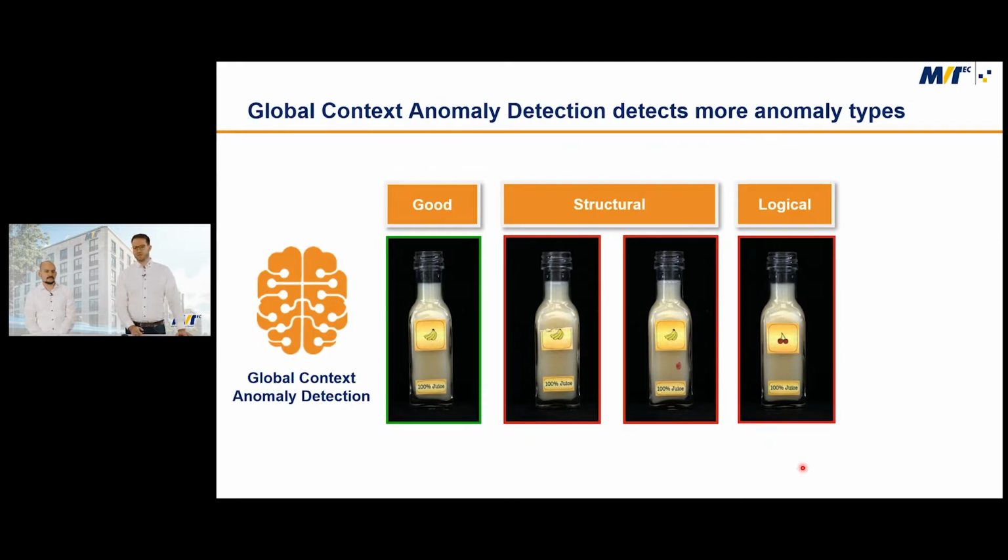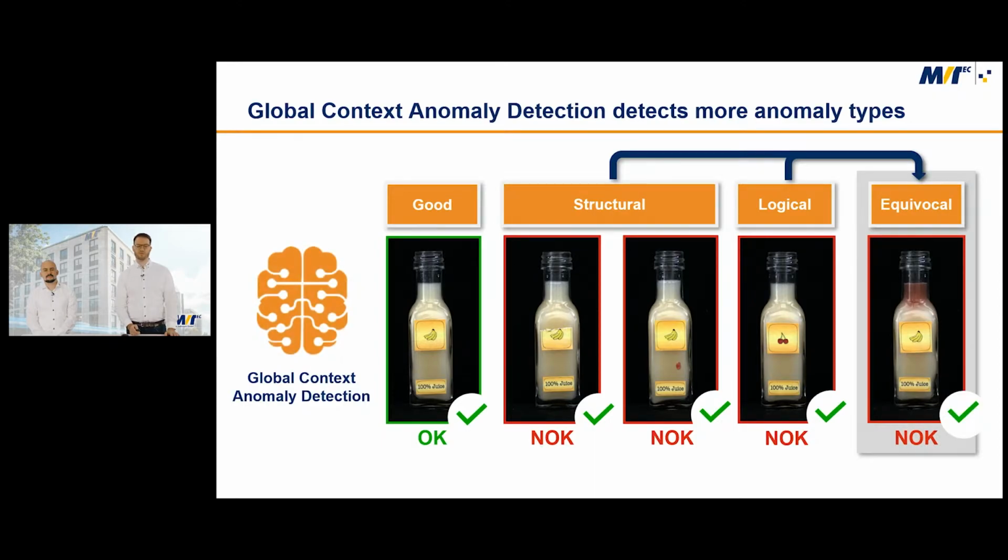Now let's have a look at this with our current new Global Context Anomaly Detection. The good images will of course be dubbed as OK. Structural works here as well. Not OK, not OK. And now logical works as well. The network would detect, okay, this I don't know, the wrong label with the wrong juice. And equivocal anomalies would work as well. The network would say not okay in this case.